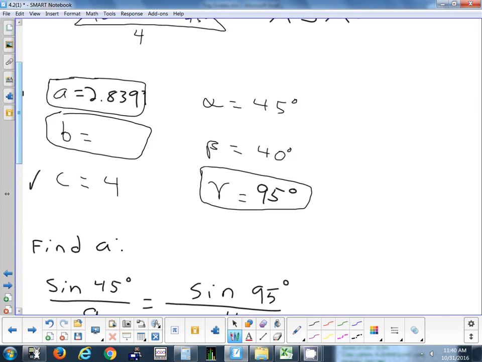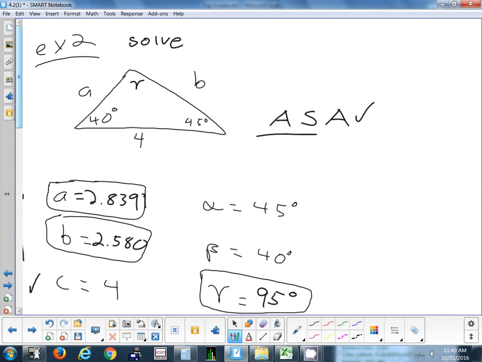And anybody that got that and typed it in, can you tell me what you got for a decimal? I know it's just a little smaller than 2.839 because beta is a little smaller than alpha. Yep. 2.580. Okay. And that's it. So we got all the sides, we got all the angles. We solved the triangle. Any questions on the angle-side-angle type? Angle side angle is pretty much the same as the first type.